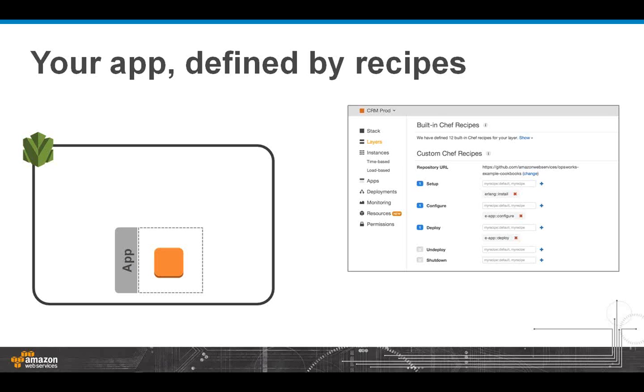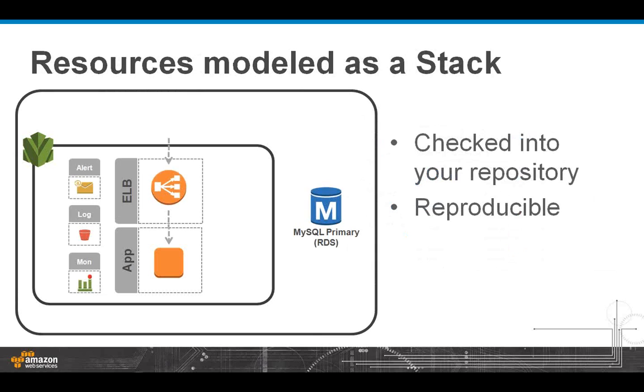But you might be curious as to what about the resources you're using? Well, at least in the cloud, you can model your resources as a stack. So inside tools like OpsWorks and CloudFormation, you can specify every resource that you're using. So the EC2 instances that you're deploying your application onto, but also the load balancers, the databases, any metrics and alarms that you want to define.